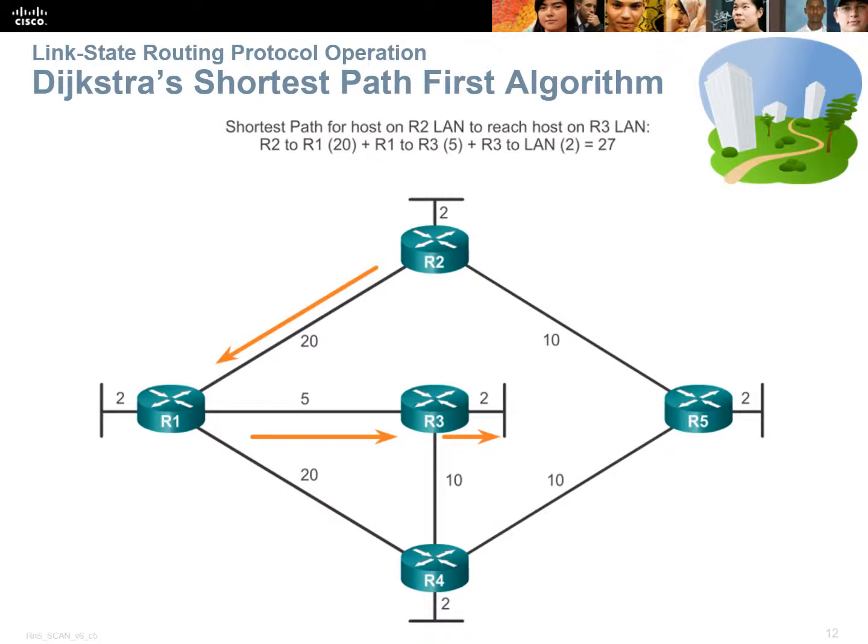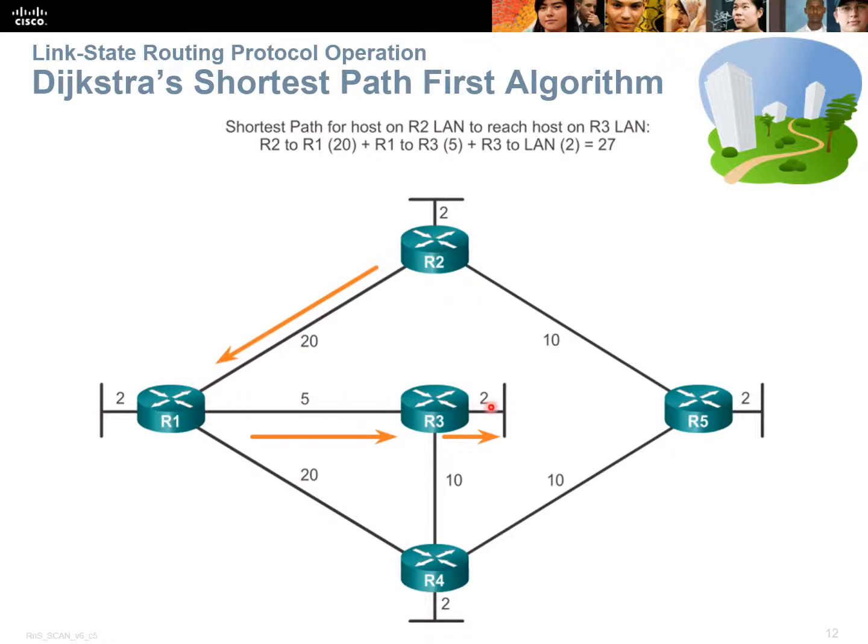So OSPF uses the shortest path first algorithm. I've got this lovely diamond here, and all the routers know all the path costs to everywhere. Just the example we've got here is the top router, how to get to the Ethernet segment on router 3. It's cumulative. So we start here and we want to get to here.